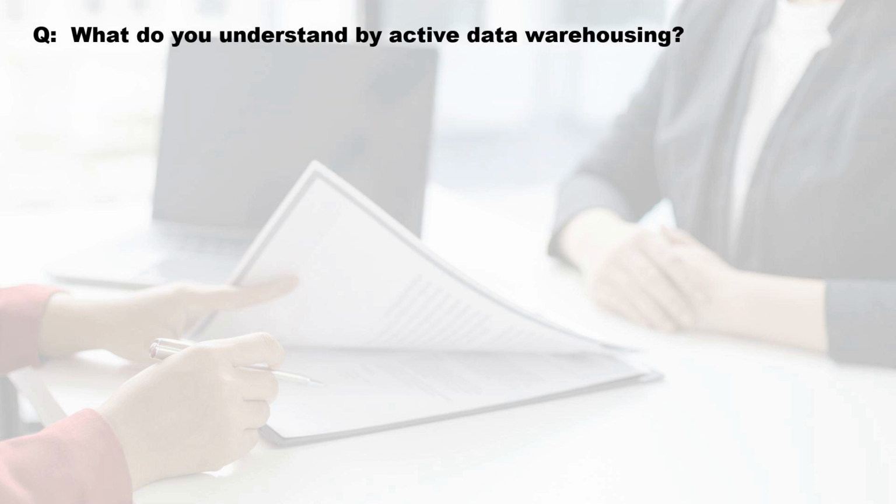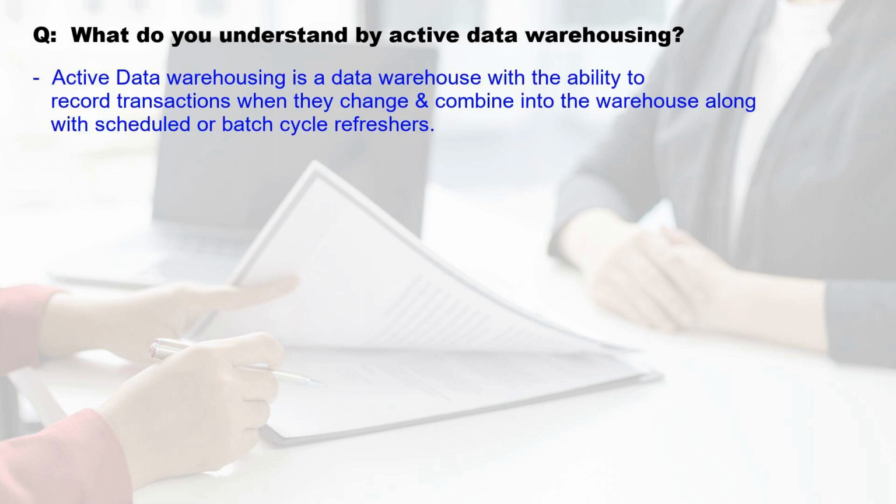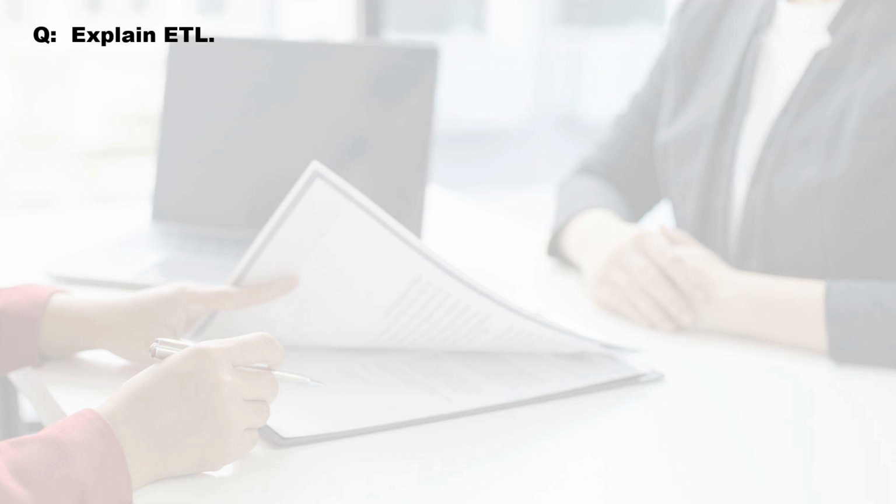What do you understand by active data warehousing? Active data warehousing is a data warehouse with the ability to record transactions when they change and combine them into the warehouse along with scheduled or batch cycle refreshers. Explain ETL.